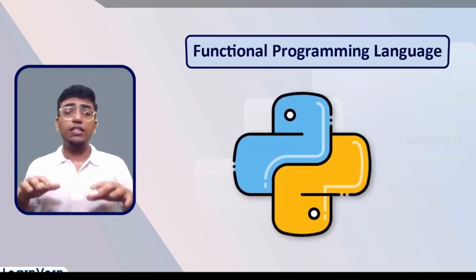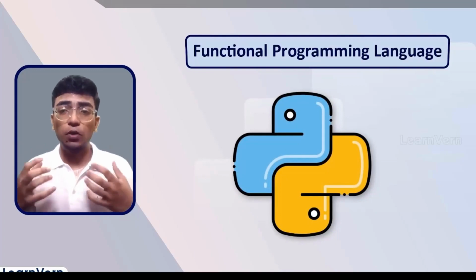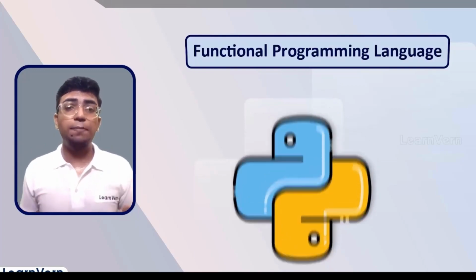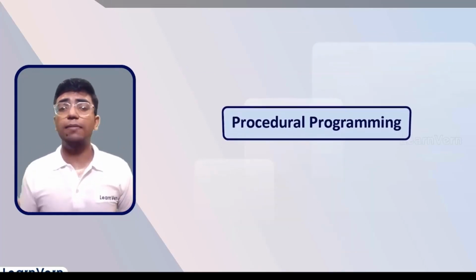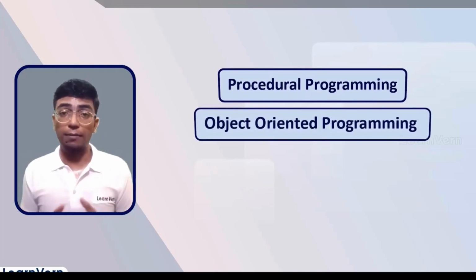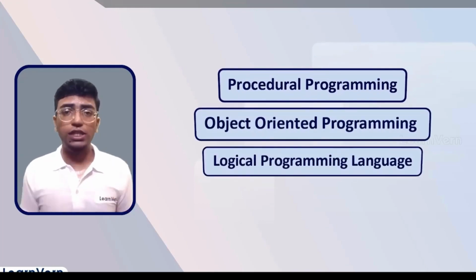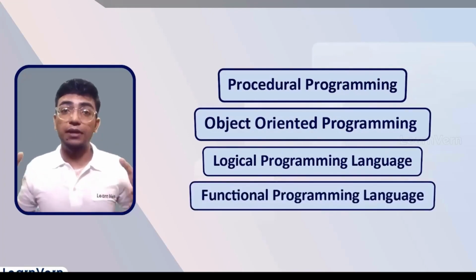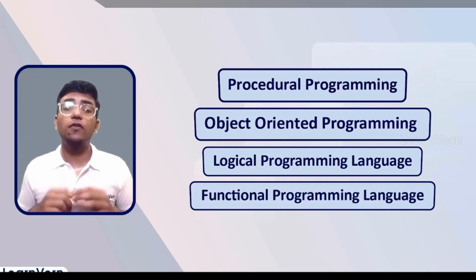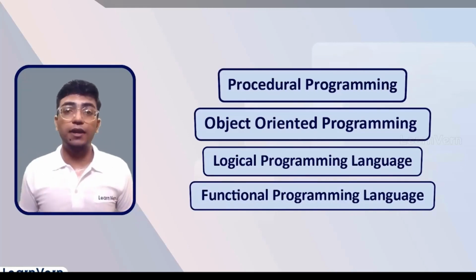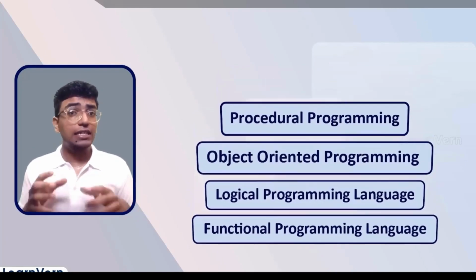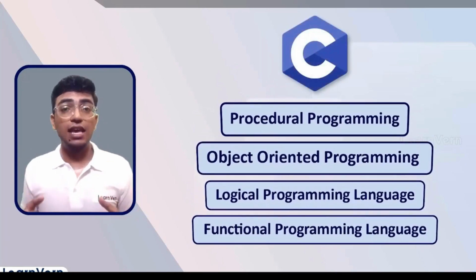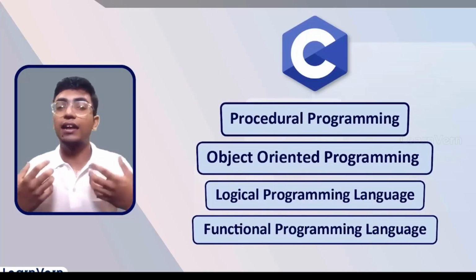Okay, so here we have seen 4 types of programming languages. First was the procedural, then came the object-oriented programming. After that, we saw the logical programming language, and then at the end, we saw the functional programming language. So we considered here 4 basic types of programming languages. So we will see which was C language. C is one procedural programming language.